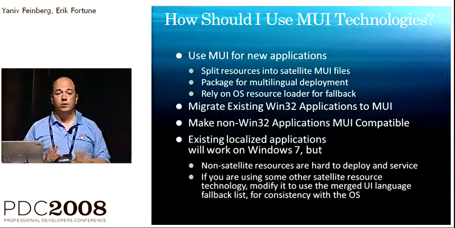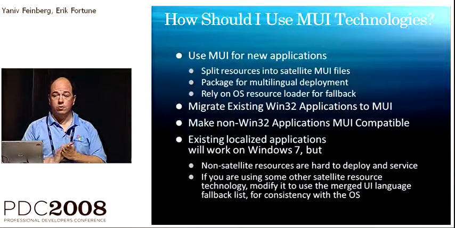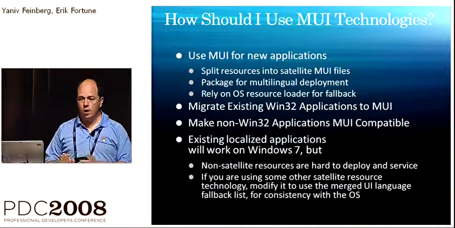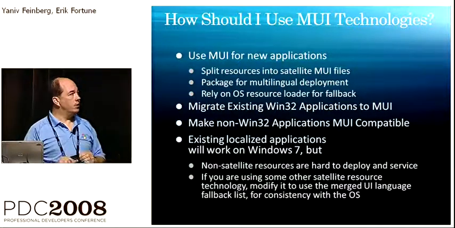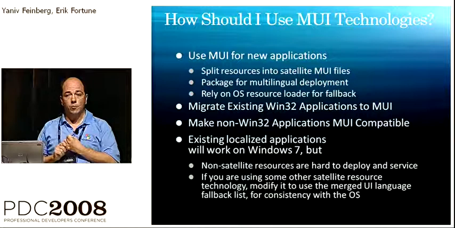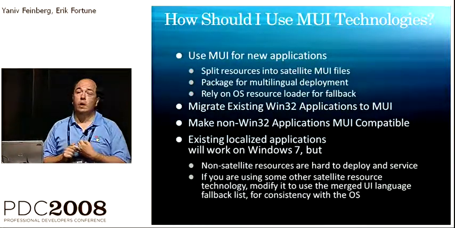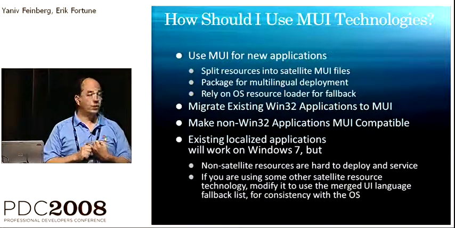If you're writing new Win32 applications that will be using Win32 resources, just use MUI from day one. And it's not a whole lot to do except in the way you build it. Make sure, verify that your packaging works for multilingual deployment. We'll have some tips on that in a little bit. And rely on the OS resource loader for fallback.